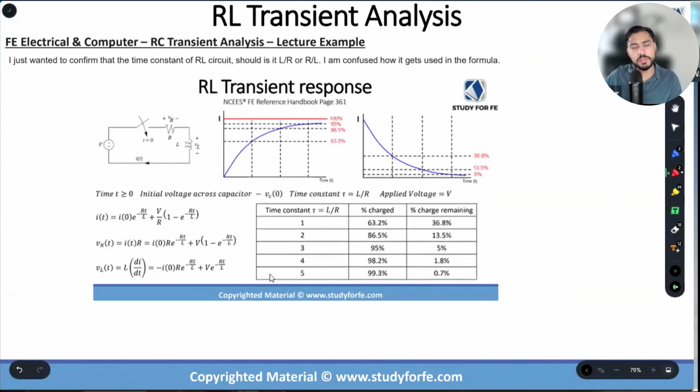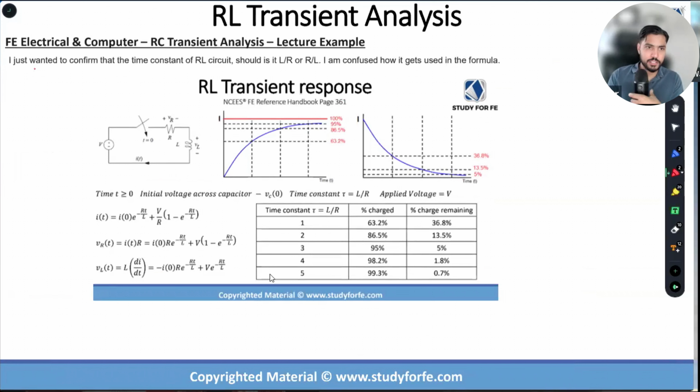So the first question, pretty simple and straightforward, is around RL transient analysis. The student sent me a pretty simple, straightforward question, and this is something that I find people making mistakes on. So I just want to quickly remind you guys.